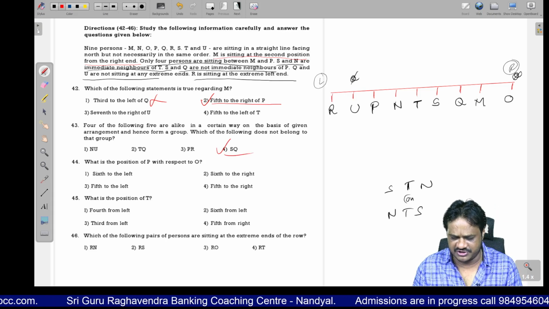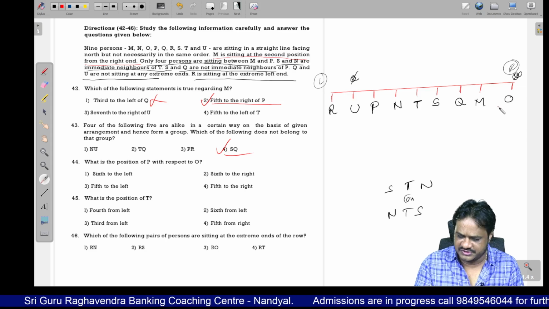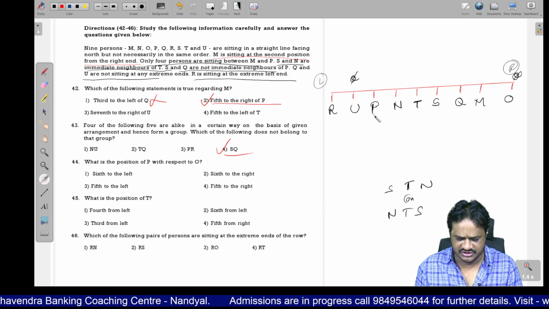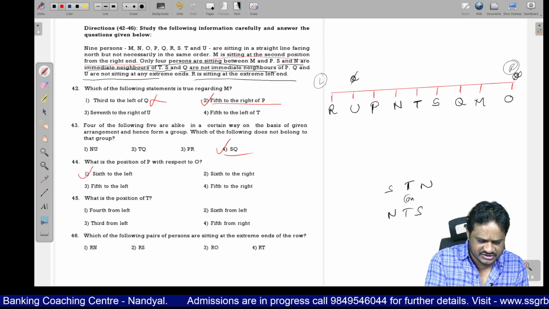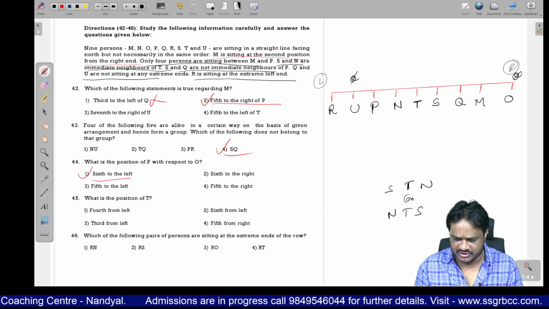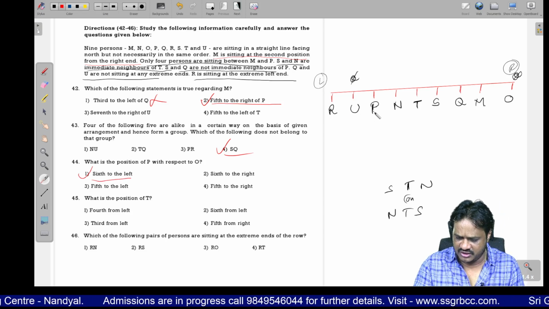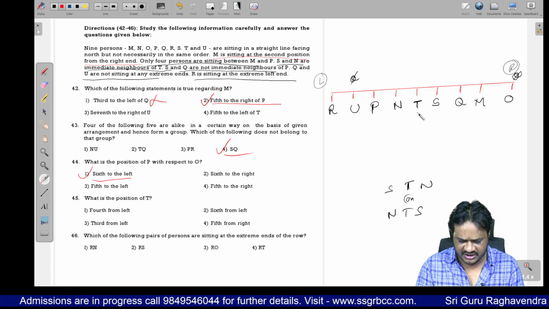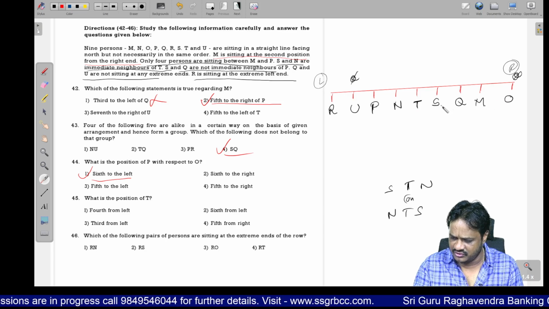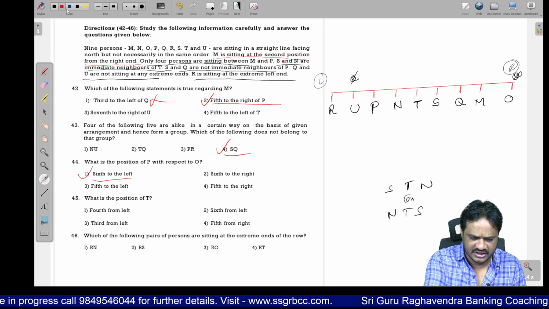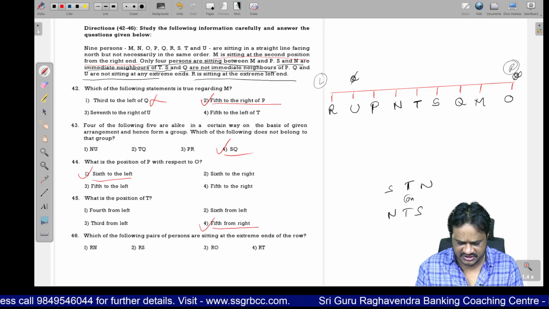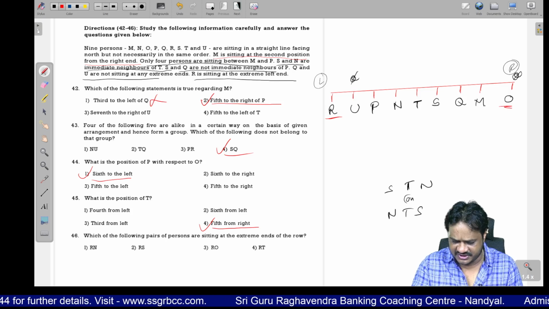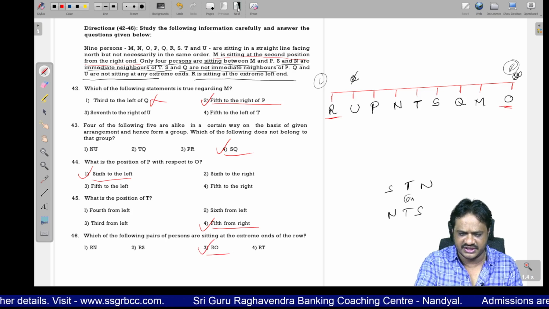What is the position of P with respect to O? 1, 2, 3, 4, 5, 6th. 6th to the left. What is the position of T? 1, 2, 3, 4, 5: 5th from the left, or 5th from the right. Then, which of the following pairs are at extreme ends? The persons at the extreme ends are R and O. 3 is the correct answer.